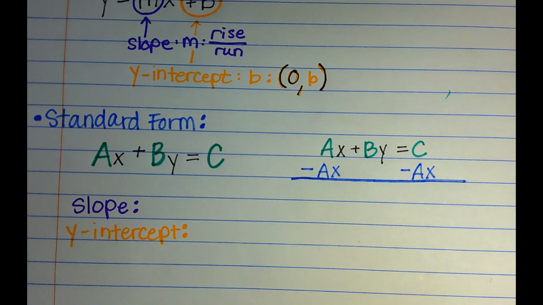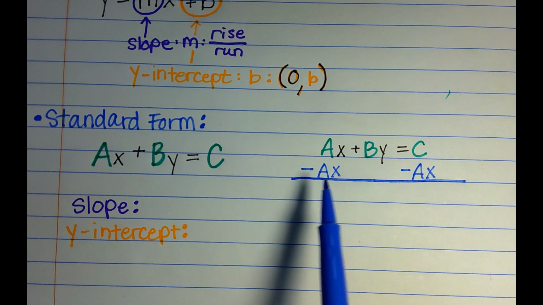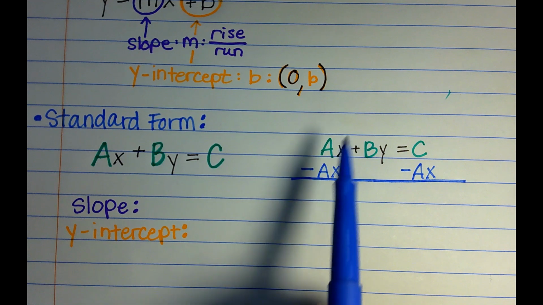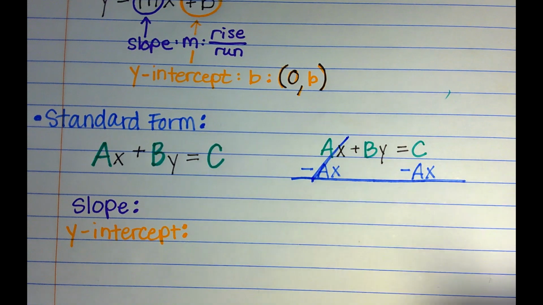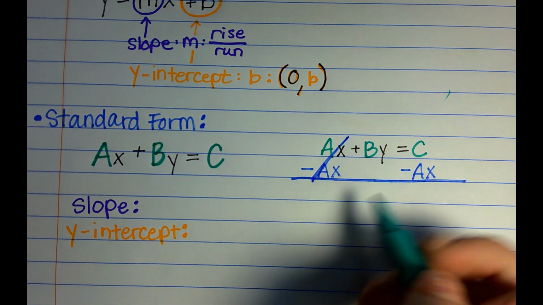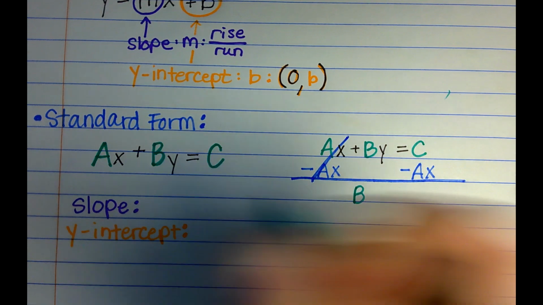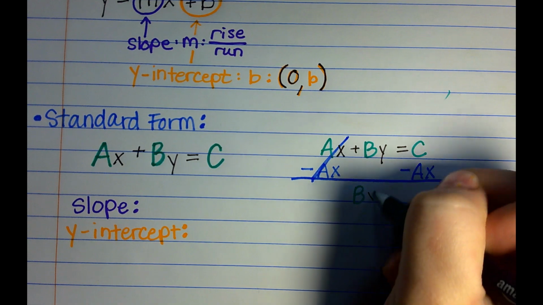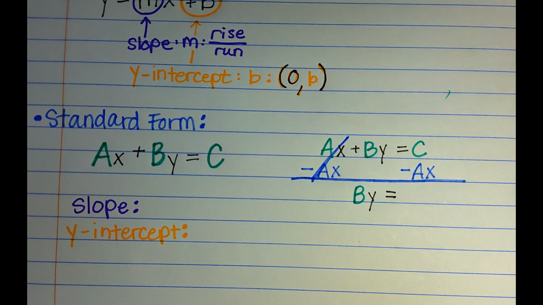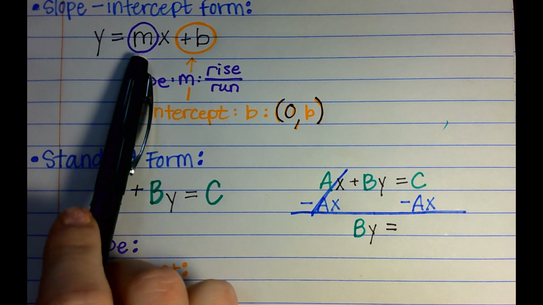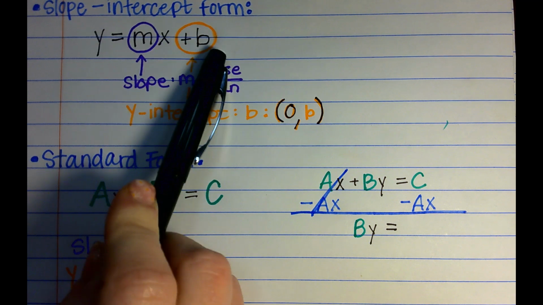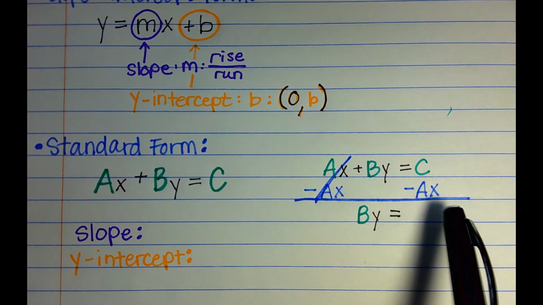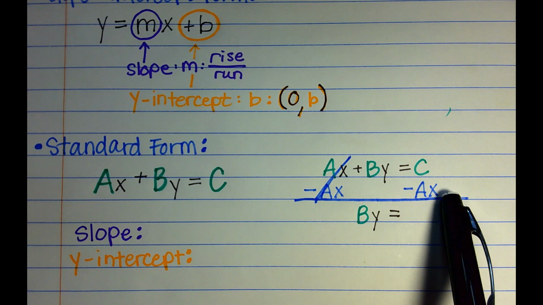So if I subtracted ax from this side, what happens to the ax that was there? It's gone. It canceled. So I'm going to cross it off and let's bring everything down. Now I have by equals, and in slope intercept, I have mx plus b, or a number x plus a number. Right here, I'm going to have c minus ax.